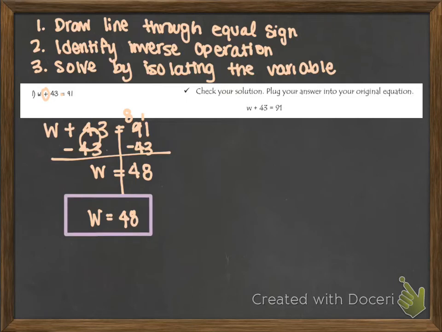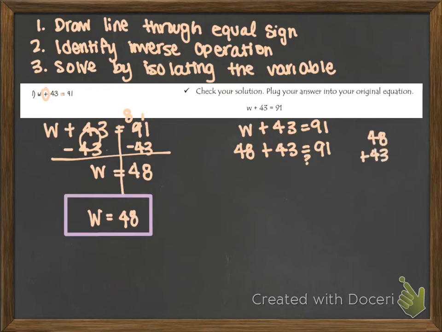And then we're going to check our work by taking our original equation and plugging in. We said that W was 48. So if we substitute 48 for W, we get 48 plus 43. Does that equal 91? If we go over to the side, 48 plus 43: 8 plus 3 is 11, 4 plus 4 is 8, plus 1 is 9. Yes, 91 does equal 91. Therefore, our solution is true.